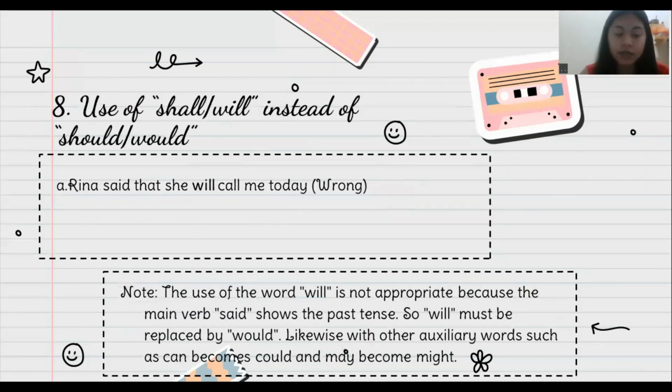Number 8 is the use of shall or will instead of should or would. For the example is, "Rina said that she will call me today." This sentence is wrong. For the right sentence is, "Rina said that she would call me today." Because the use of the word will is not appropriate because the main verb said shows the past tenses. So, will must be replaced by would. Likewise, with other auxiliary words such as can become could and may become might.